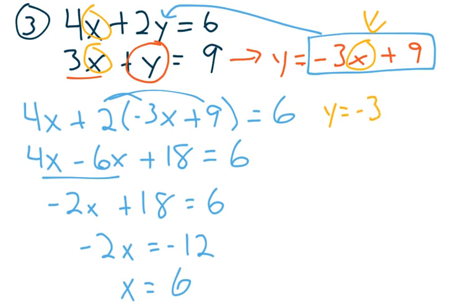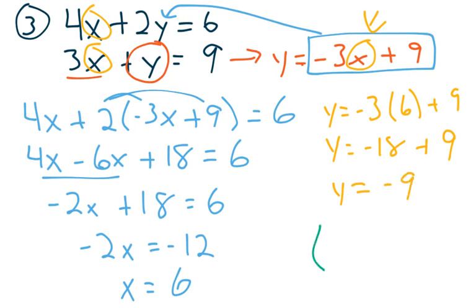Y equals negative 3 times my x value. I know x is 6 plus 9. Negative 3 times 6 is negative 18 plus 9. Negative 18 plus 9 gives me negative 9. So my final answer, 6, negative 9.